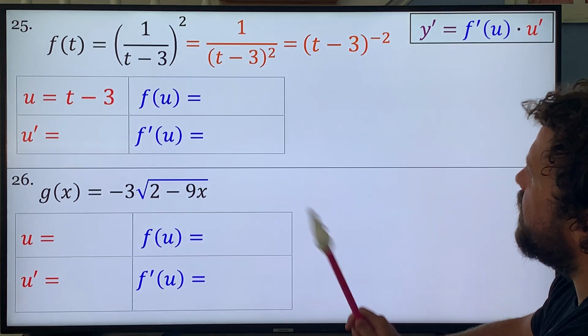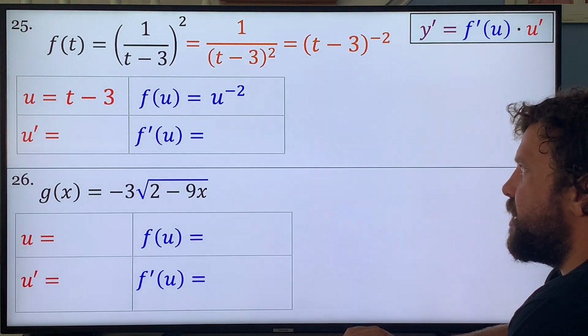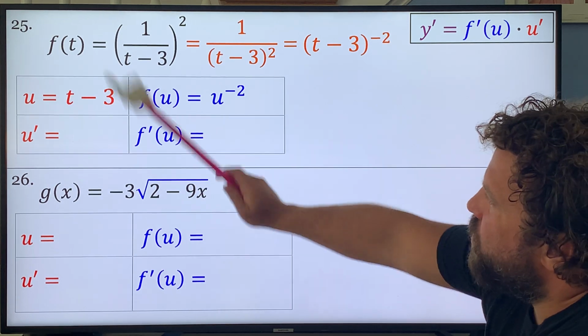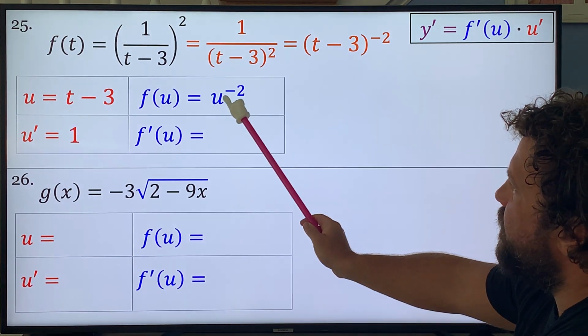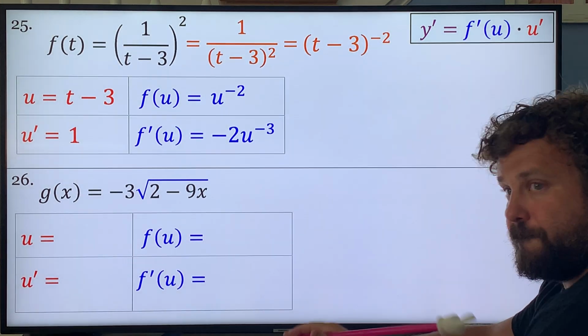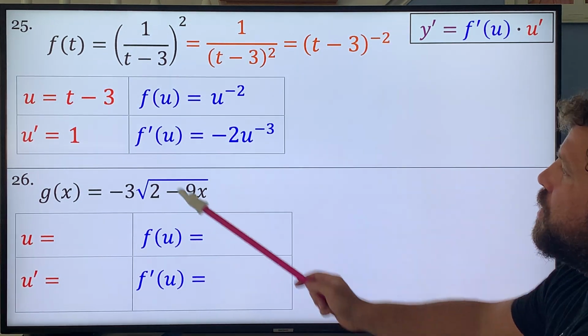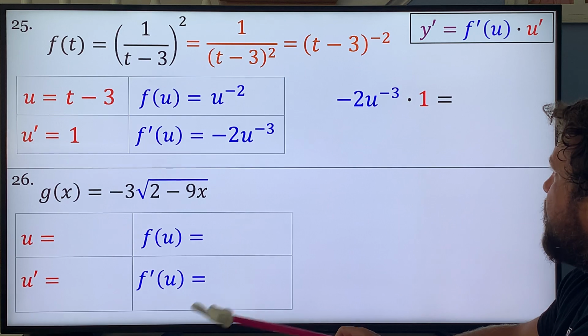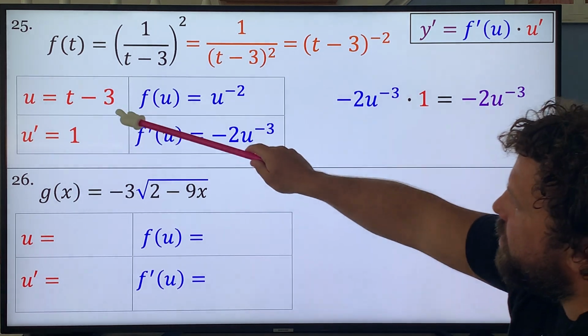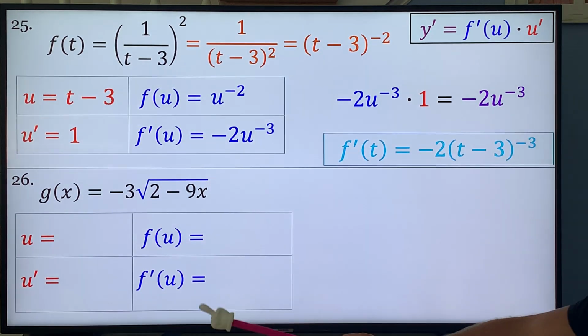U is t minus 3. F of u is u to the negative 2. U prime is 1. F prime of u is negative 2u to the negative 3. All right. Still okay? Awesome. 1 times anything is itself, so it's negative 2u to the negative 3. Negative 2, t minus 3 to the negative 3rd power.